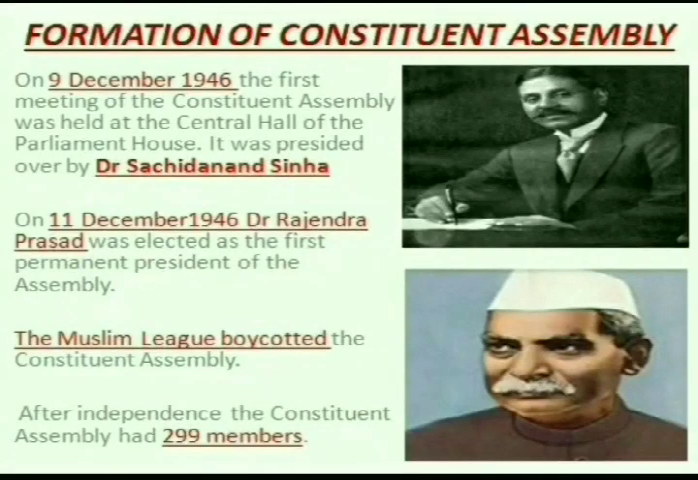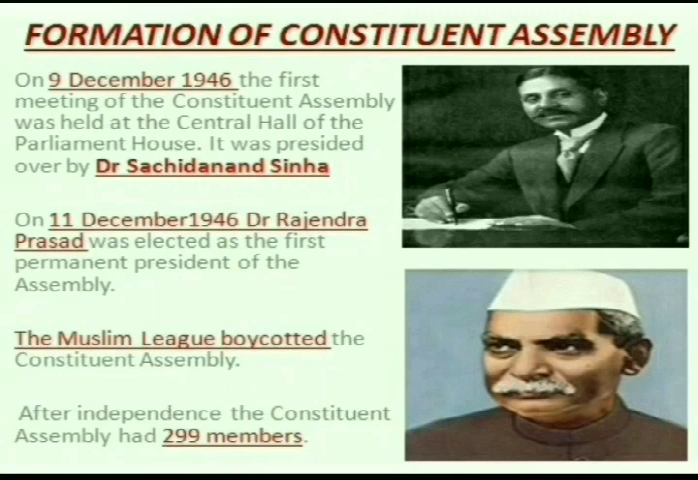Formation of Constituent Assembly. The elections were held in July 1946 and the Constituent Assembly was formed by December 1946. The first meeting of the Constituent Assembly was held on December 9th, 1946 at the Central Hall of the Parliament House, and the meeting was presided over by Dr. Sachidanand Sinha, whom you can see in the first picture.